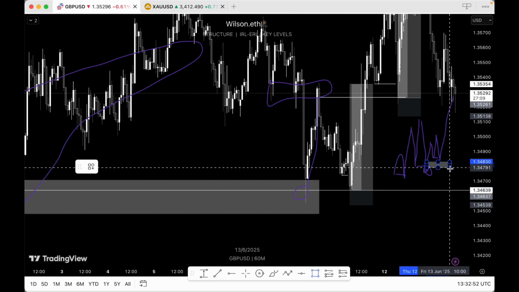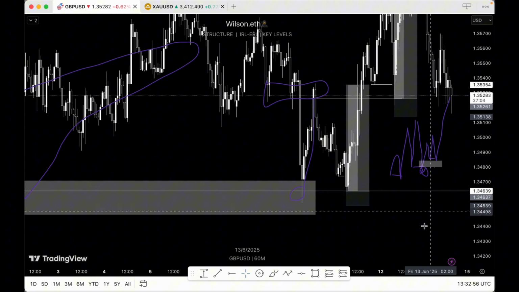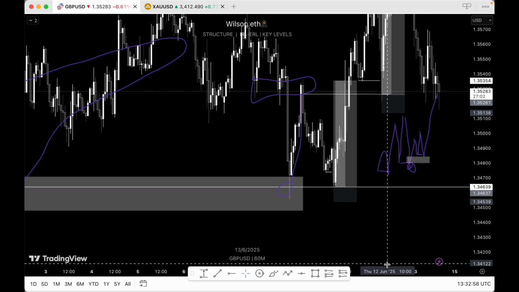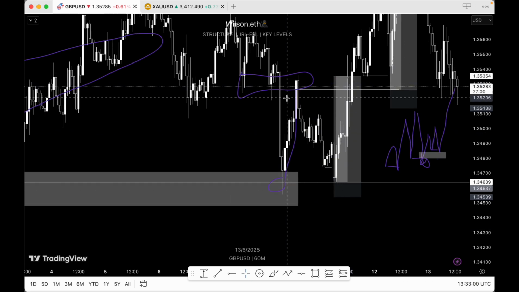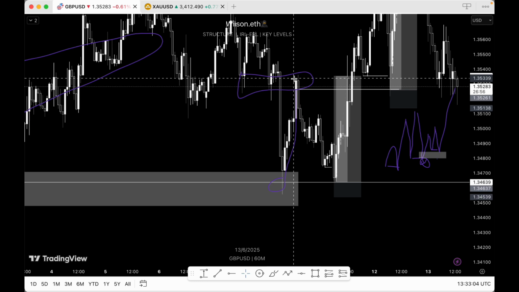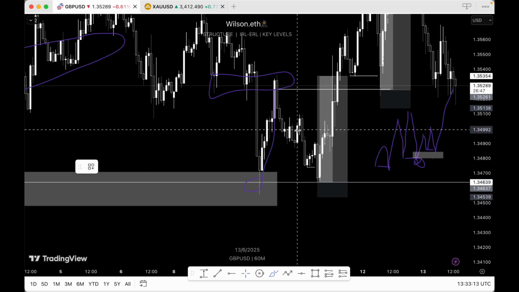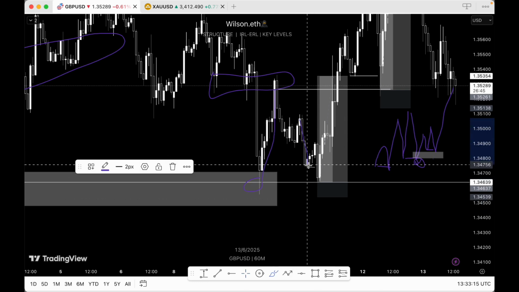That is literally structure. I can use this level as my POI over here. So as you can see, that's the same thing that happened over here. Price tapped back into this breaker block over here, came back, made a pullback, created an inducement. This is our inducement over here. An incomplete pullback.